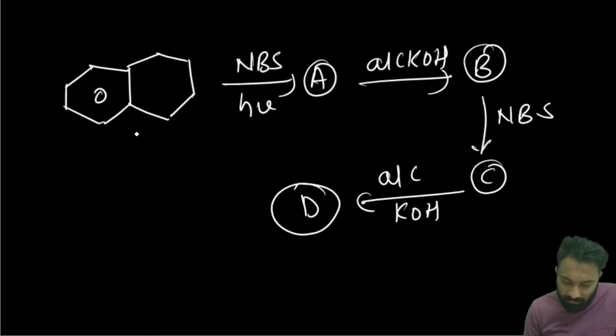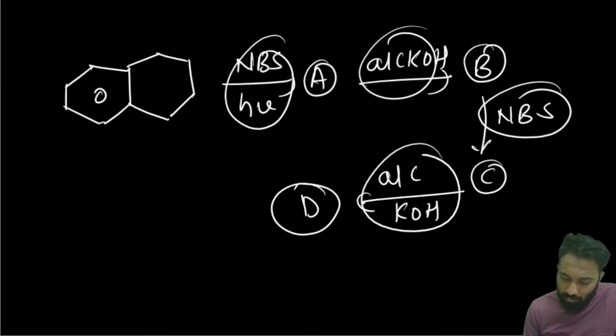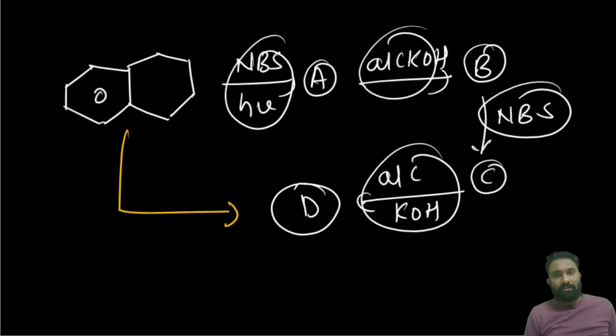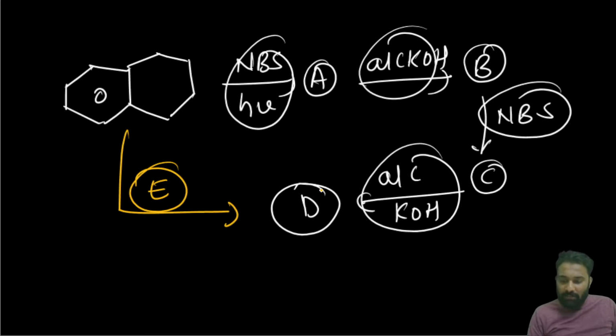Here how many steps? 1, 2, 3, 4. To convert this into D we have taken 4 steps, but without taking the 4 steps, with 1 step also we can prepare D. Now what is that reagent E here? The same D product we can prepare by these 4 steps, 1, 2, 3, 4. But the same D, without taking these 4 steps, we can prepare with one direct reagent.